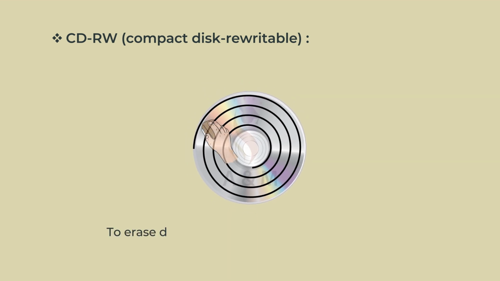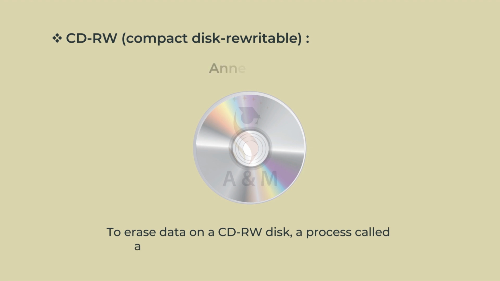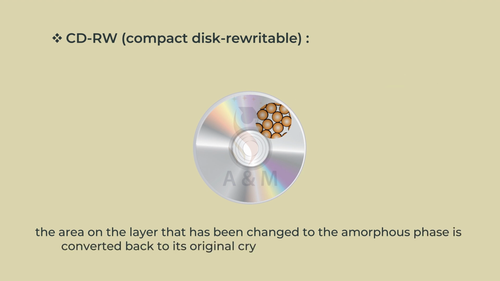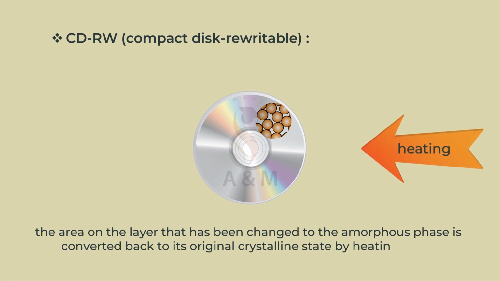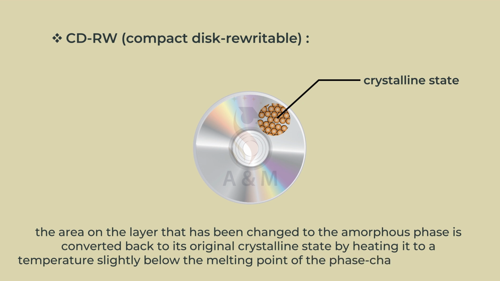To erase data on a CD-RW disk, a process called annealing is used. During this process, the area on the layer that has been changed to the amorphous phase is converted back to its original crystalline state by heating it to a temperature slightly below the melting point of the phase-changing material.